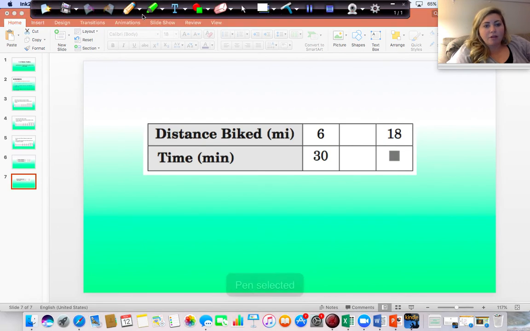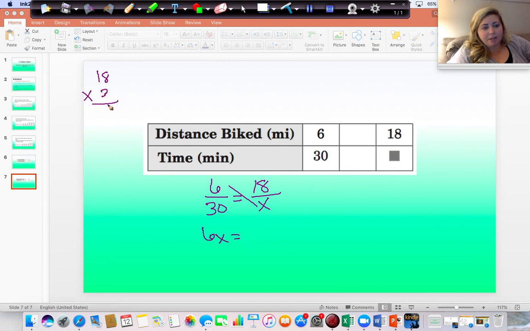Okay, and so for our last one, again, you could do it one of 2 ways. You could cross multiply and solve for X. 6 times X is 6X, and 30 times 18. I'm going to do 18 times 3, and then I'm going to tack on a 0. 8 times 3 is 24. 3 times 1 is 3, plus 2 is 5. I'm going to tack on that 0 on the end.